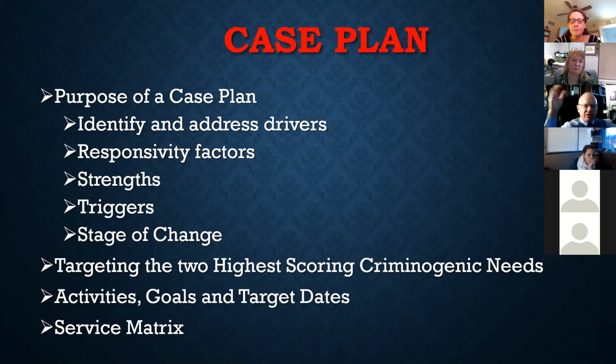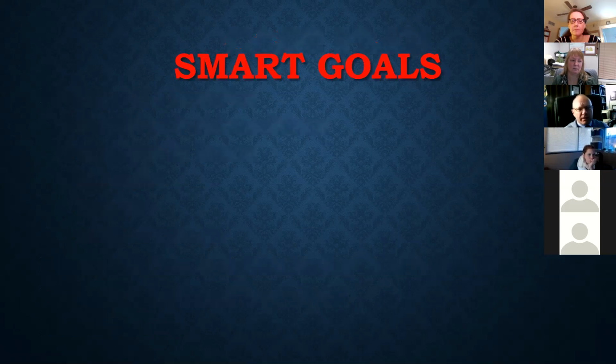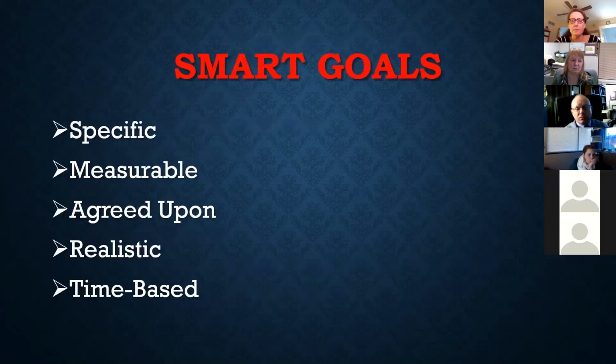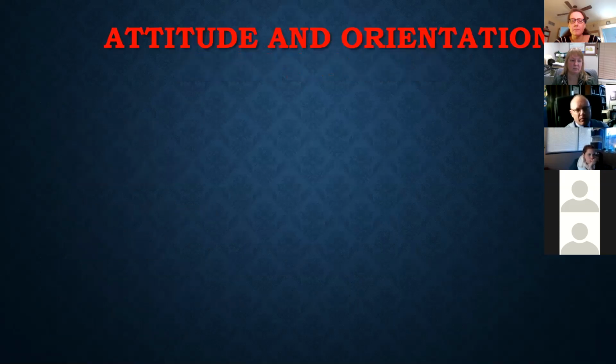So when you look at each criminogenic need based on the risk factors, it'll provide you a resource, what's out there that can help address or target those risk factors. That service matrix is really good. We use the SMART goals. Again, specific, measurable, agreed upon, realistic, and time-based. Really important when you deal with this.